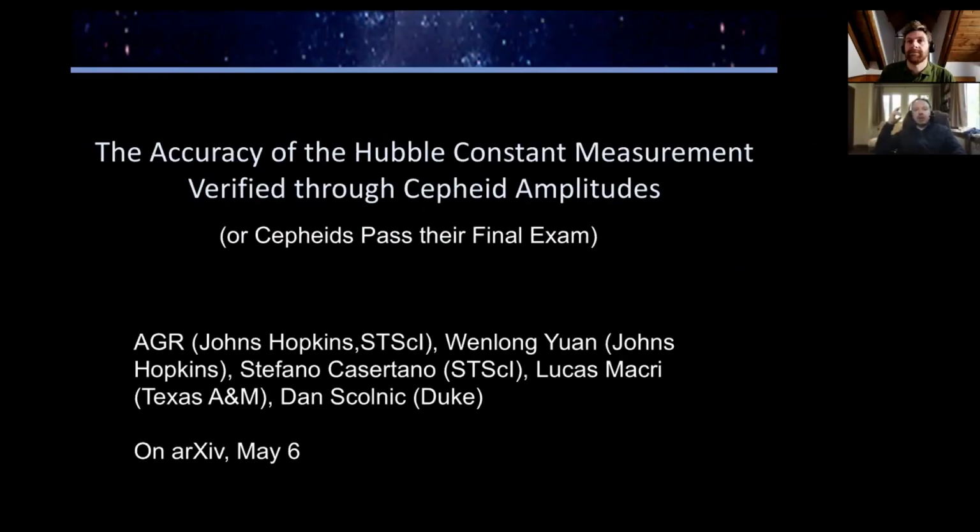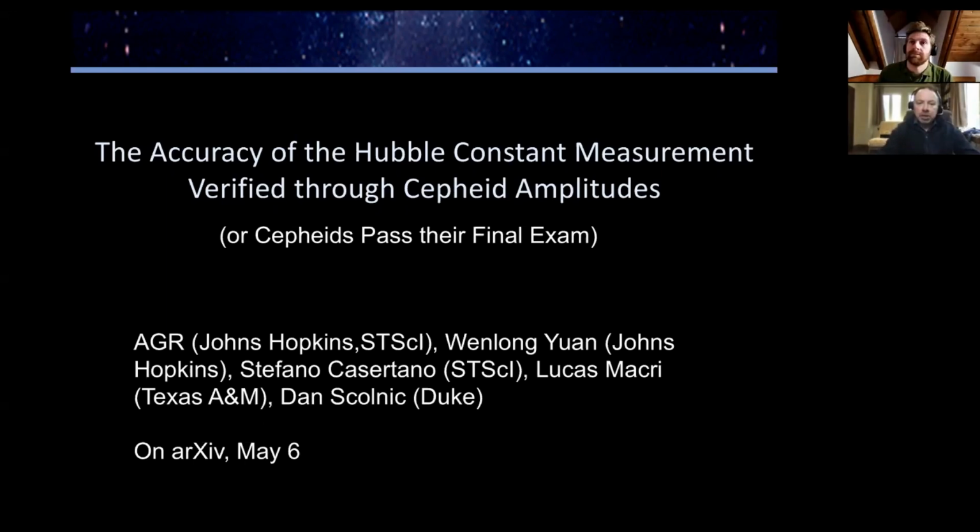So the title of the paper is "The Accuracy of the Hubble Constant Measurement Verified Through Cepheid Amplitudes." My punchline might be Cepheids passed their final exam. It's final exam time here in the U.S., so lots of students are taking their final exams. Why shouldn't Cepheid variables? And of course, this is work I've done with colleagues Wenlong Wan at Johns Hopkins, Stefano Casertano at Space Telescope, Lucas Macri at Texas A&M, and Dan Scolnic at Duke. These are people involved in the SH0ES team, which has been measuring the Hubble constant for the last 10 years or so.